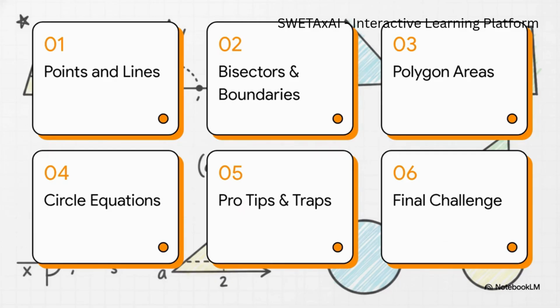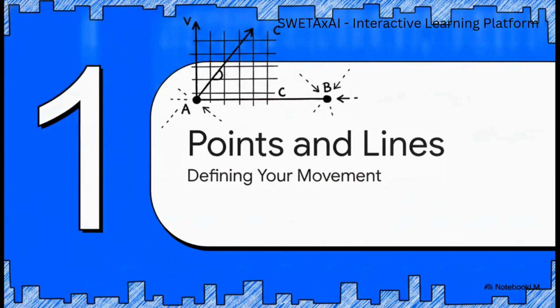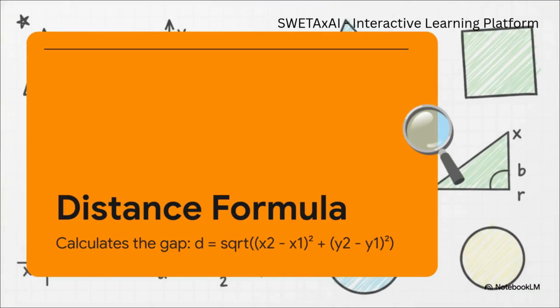We'll be navigating points and lines, looking at bisectors and boundaries, calculating polygon areas, checking out the equations of circles, going over some pro tips and traps, and then wrapping up with the final challenge. Section 1. Navigating points and lines, defining your movement. All right, so before you can build a massive city or code a whole game environment, you've got to know how to move from point A to point B on a grid, right? These are your baseline tools.